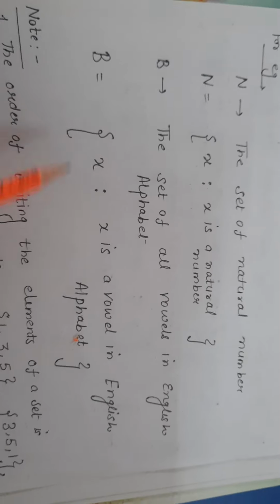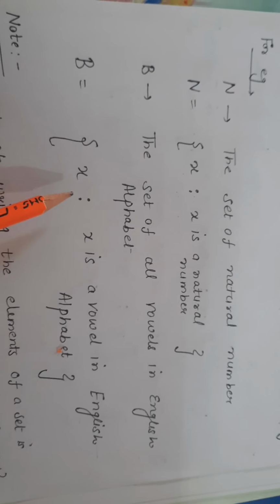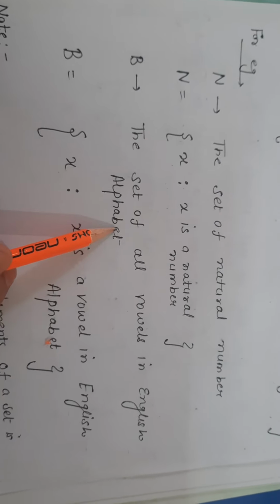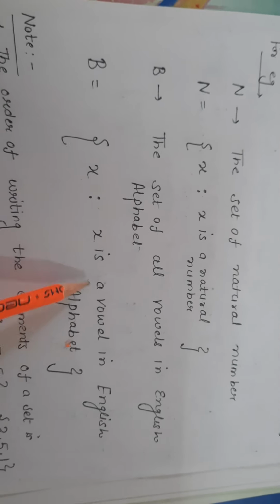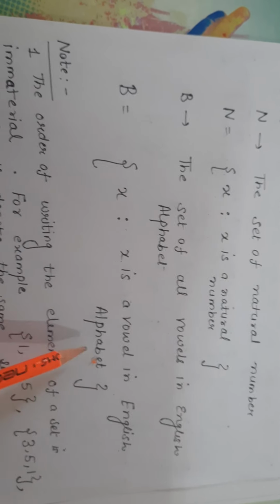Now B, the set of all vowels in English alphabet. For B, first you will write down these curly brackets, set of those x. Now what is this set B? It is the set of all vowels. You will specify x is a vowel in English alphabet system.